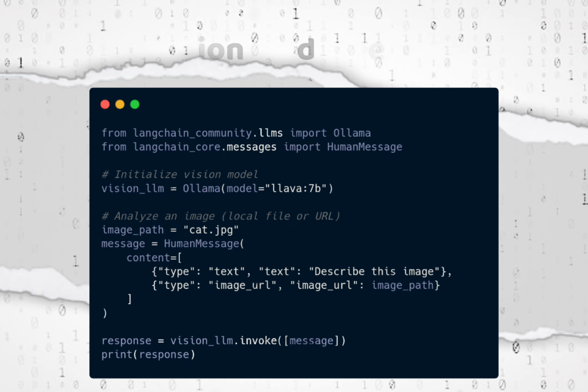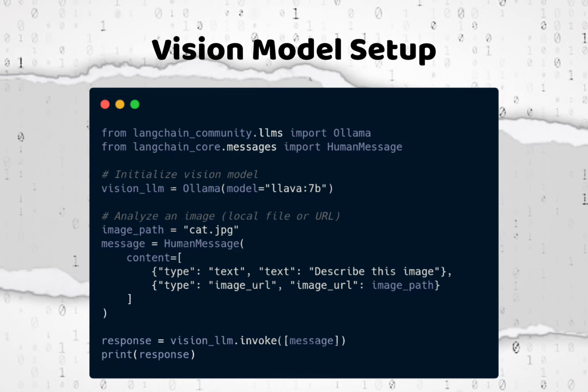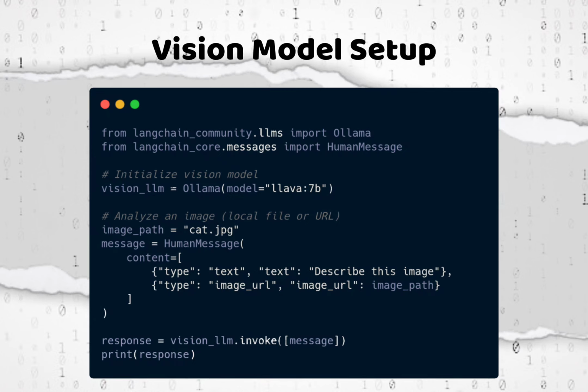Here's where it gets exciting. For vision capabilities, we use the same Ollama class, but with the Lava model. We create a message containing both text instructions and an image reference. The model analyzes the image and provides a description. This works with local files or URLs.